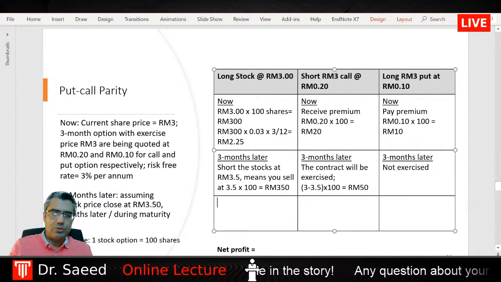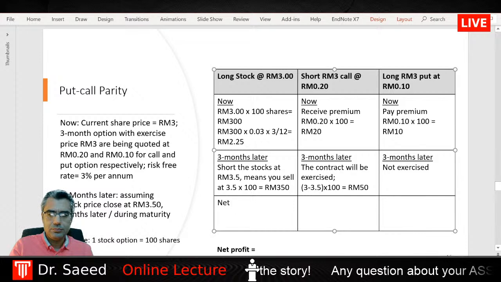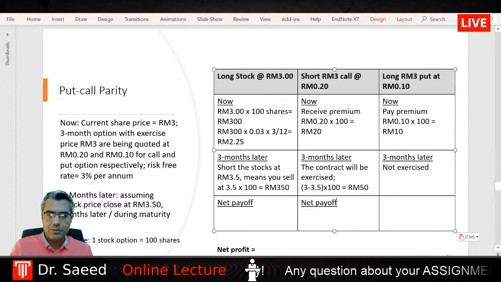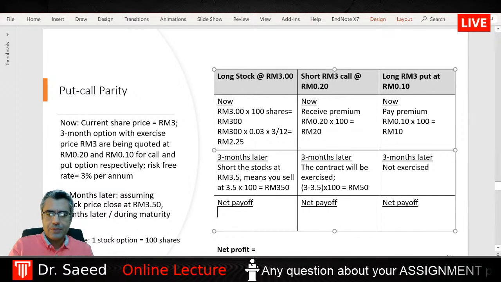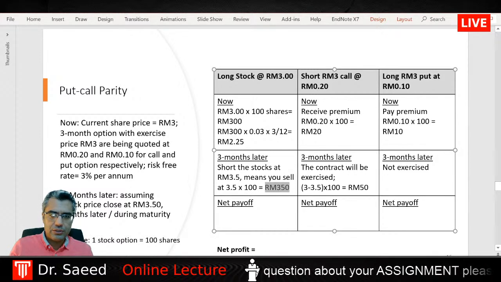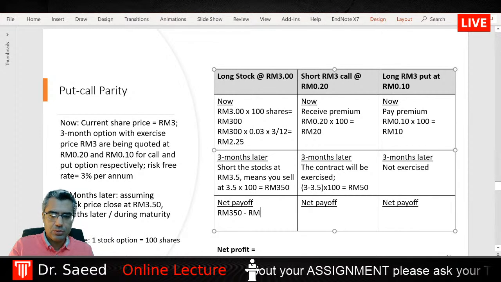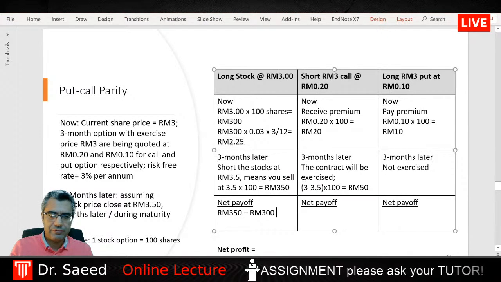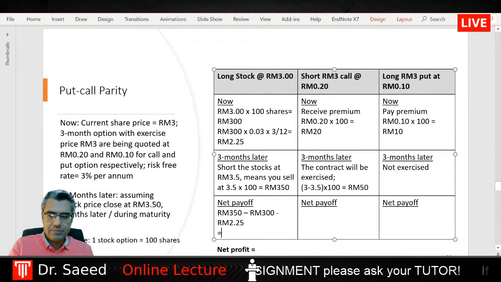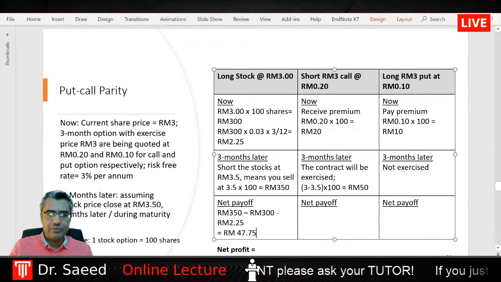Okay, now what's your profit and loss for each of them? So the net payoff for each of these 3 positions. For the first one, you have 350 ringgit profit here, right? I mean, you sell it at 350 ringgit and you had bought it at 300 ringgit, but you have some costs, which is the finance cost. And this means that 47.75 ringgit profit from buying stock at 2 ringgit and selling it later at 3.5.